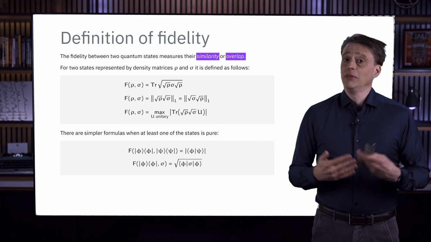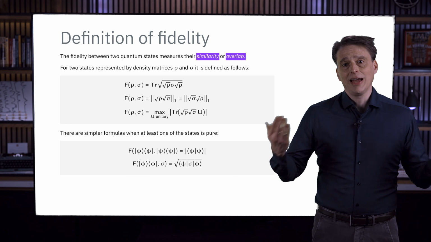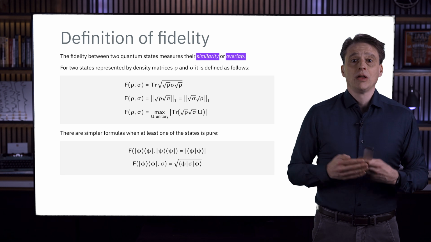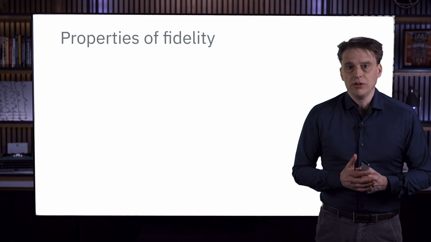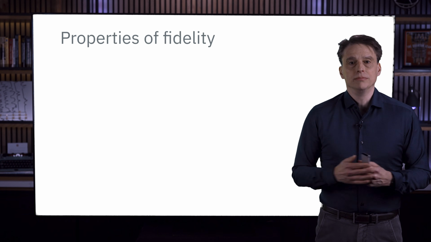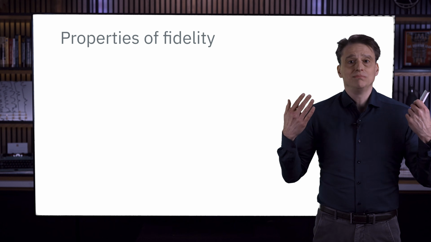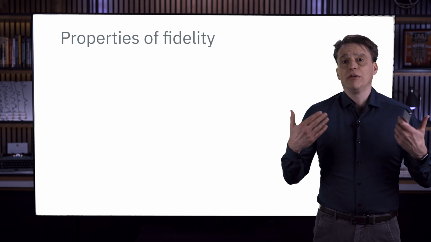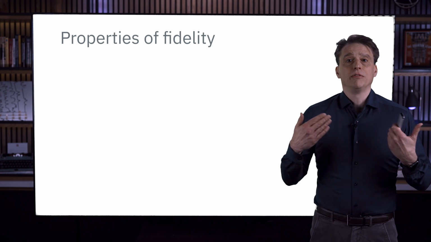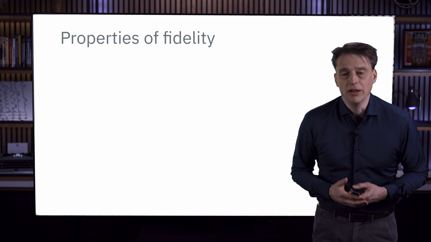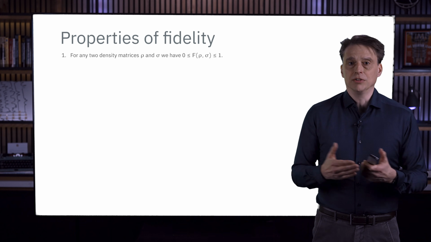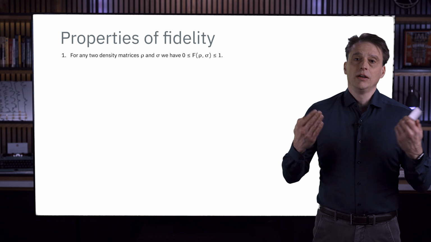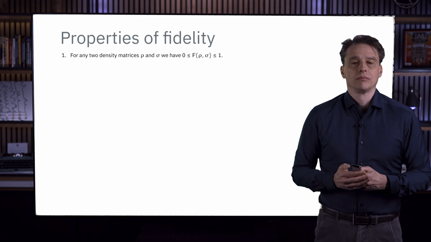If one of the states is pure and the other one isn't necessarily pure, then again we have a simple expression for the fidelity, which can be pretty handy, and that expression is shown right here. The fidelity has many interesting properties, and that's one of the reasons why people use it. It has a definition that isn't really all that nice, but it's a very useful function nevertheless, and it's often very easy to use, in part because of its many amazing properties. So let's take a look at some of them, starting with the observation that the fidelity between two density matrices is always a number between 0 and 1.